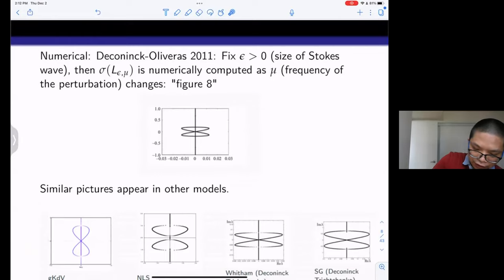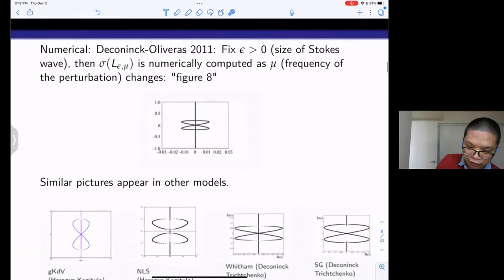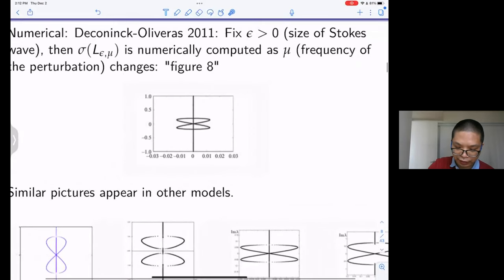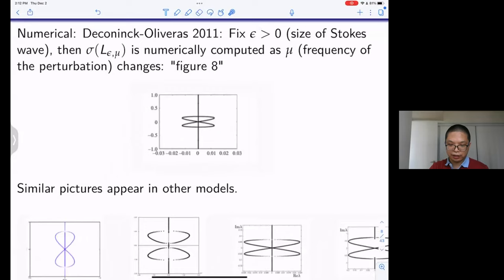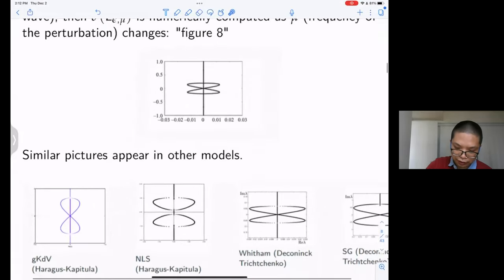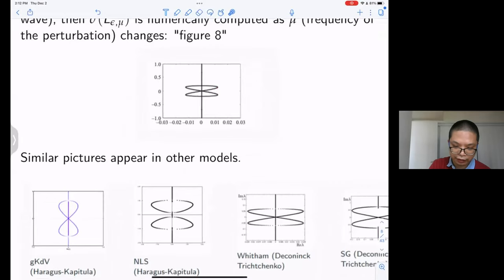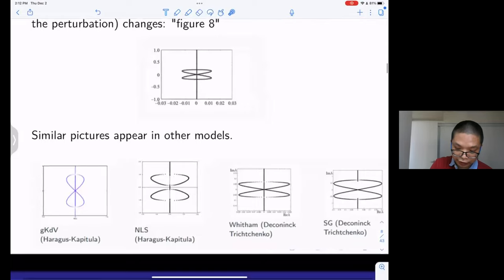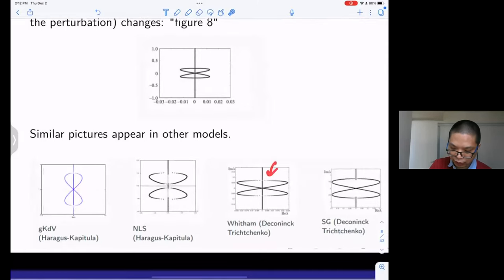paper. So here, the linearized operator L, epsilon denotes the size of the Stokes wave, mu denotes the frequency of the perturbation. Then eventually, the spectrum is given by figure 8, at least away from the imaginary axis. The eigenvalue here will show us the instability at a linear level. This figure 8 also appears in many other models, for example, GKdV and the NLS, in particular NLS with also the Boussinesq equation and the Klein-Gordon equation. In particular, this picture will be important to us because this is our motivation to use NLS approximation to the water wave problem.